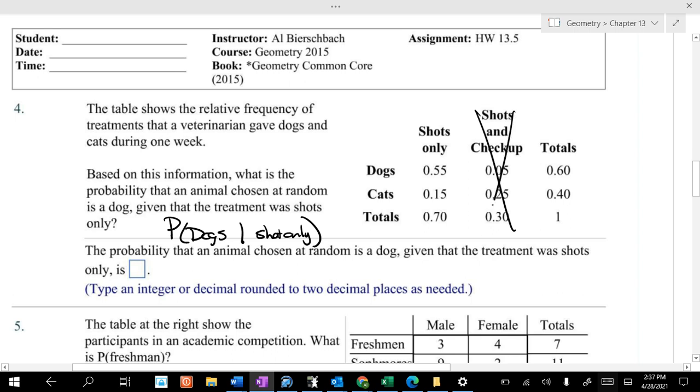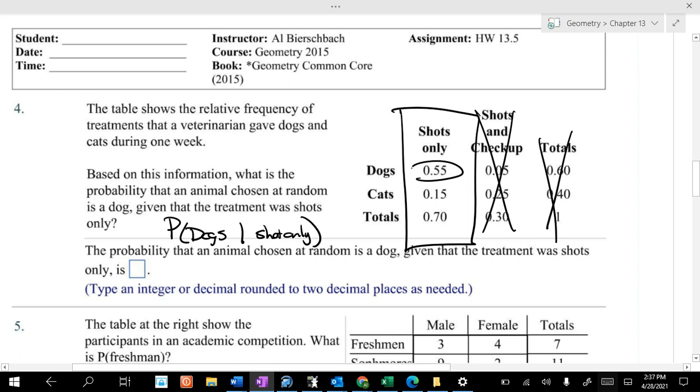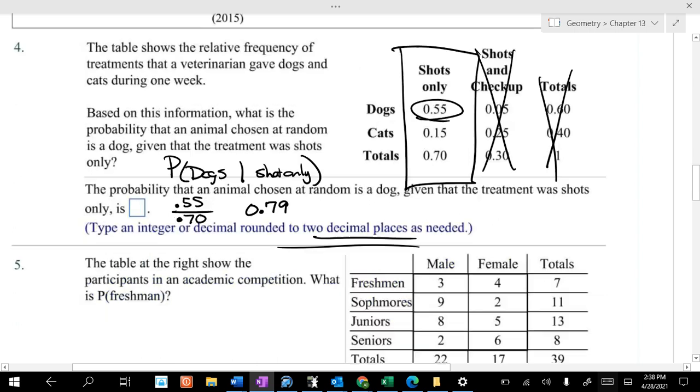So we don't need shots in a checkup. We don't need the totals because we're looking at shots only and we're looking at dogs. Probability of dogs is 0.55. Probability of shots only out of all of them is 0.70. So if you take 0.55 divided by 0.70, what do you get? 0.78 what? So isn't it 0.79? Yep, 0.79. Rounded to 2 decimal places.